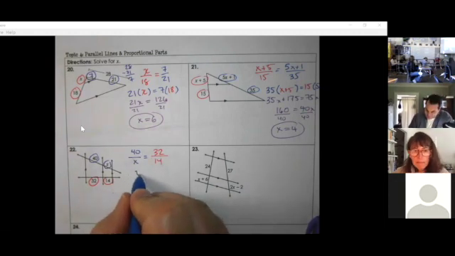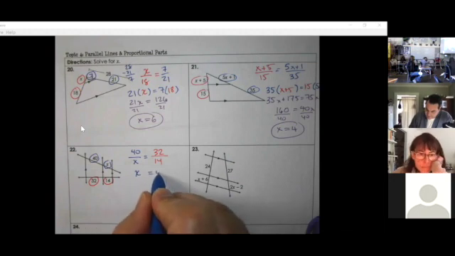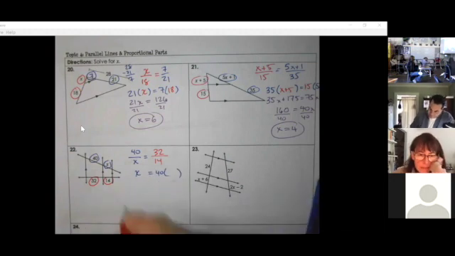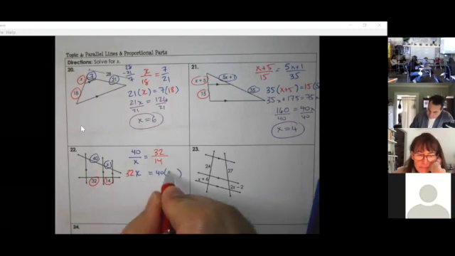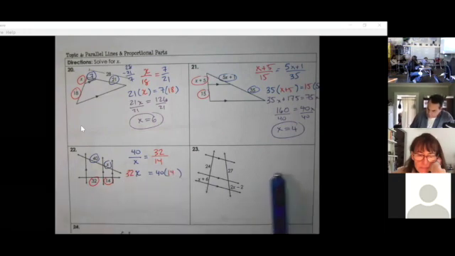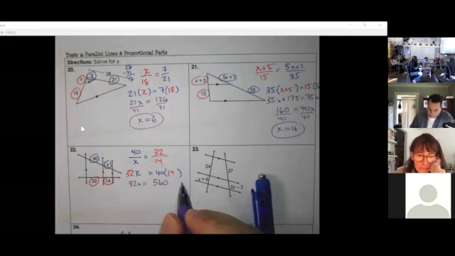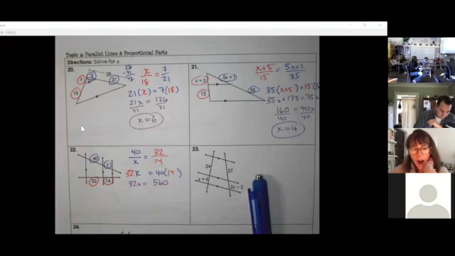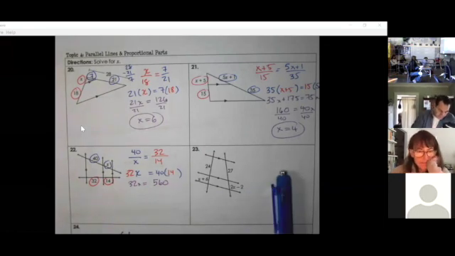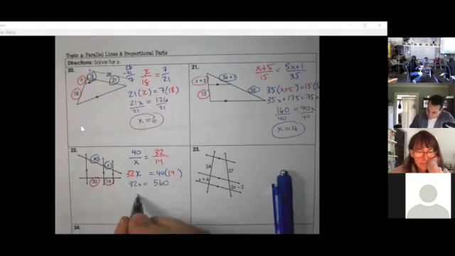So I'd say 32x is equal to 40 times 14. So 32x is equal to 560. Is that right? Yeah. And when I divide that by 32, I get x is equal to 17.5.